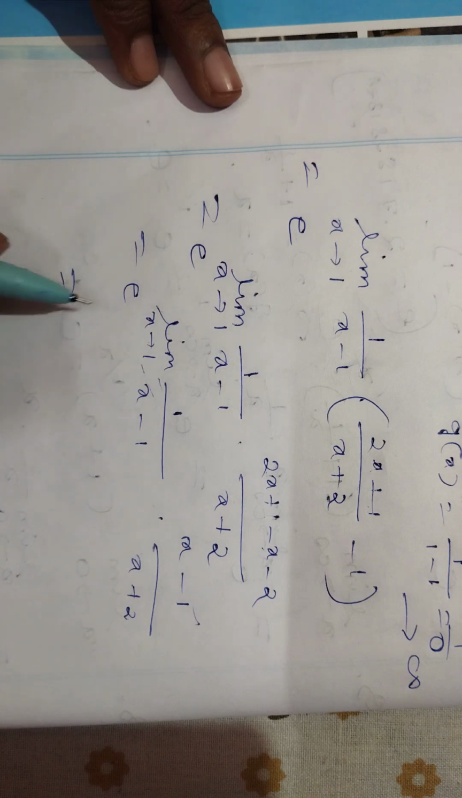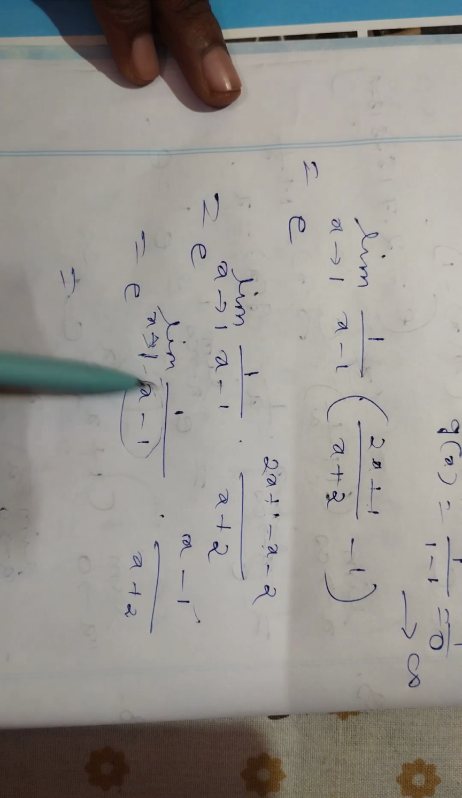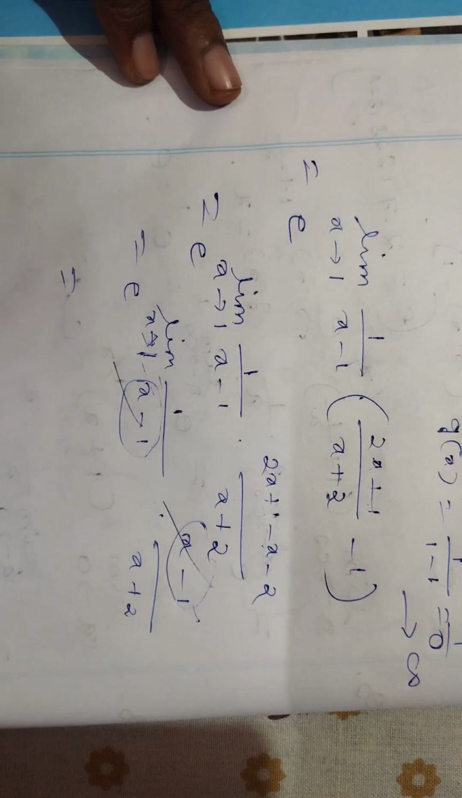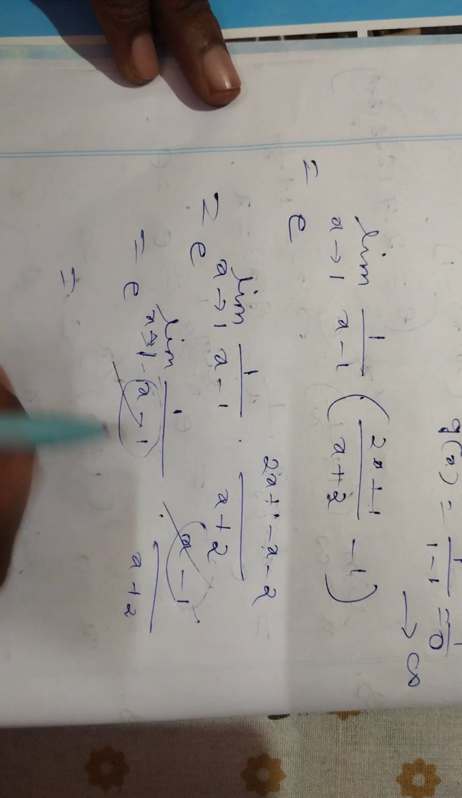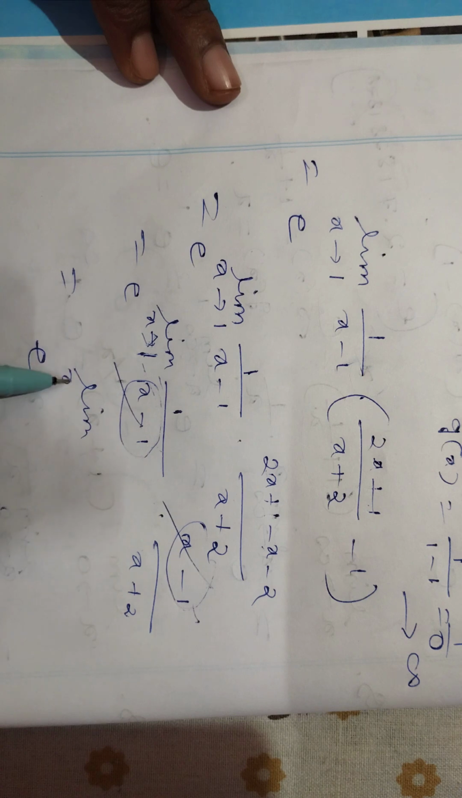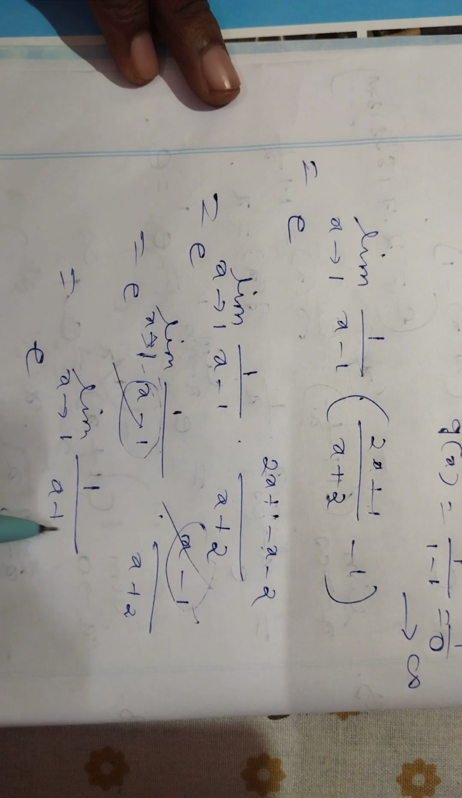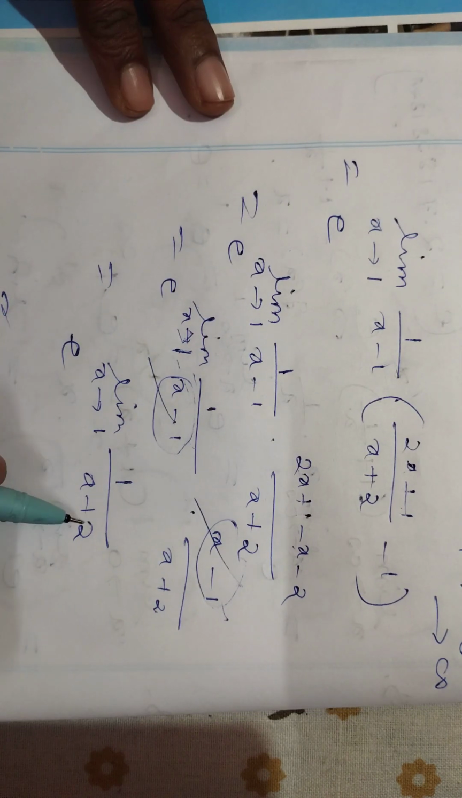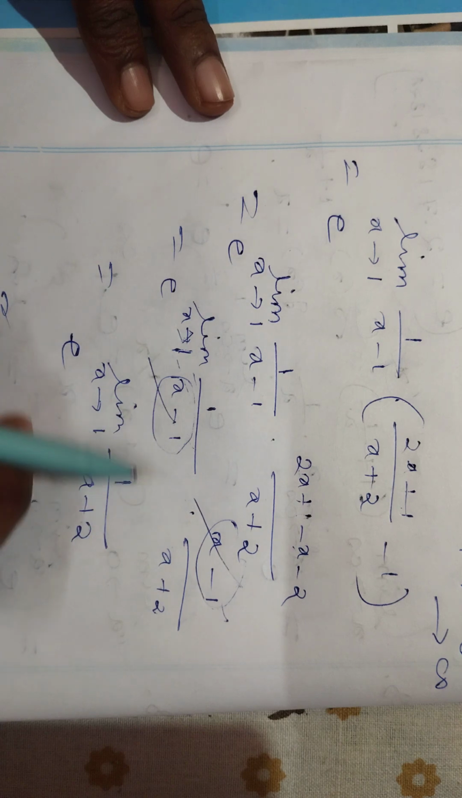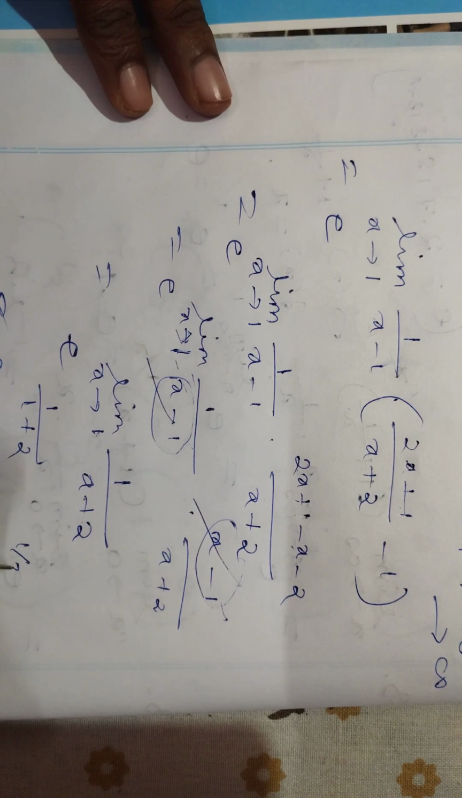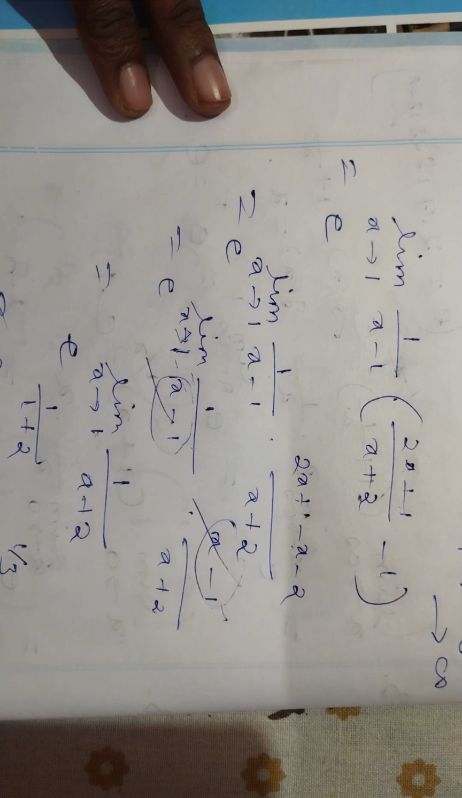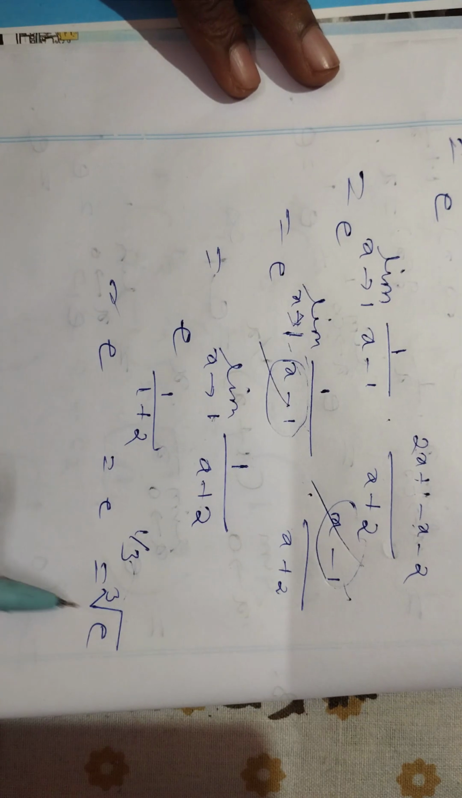x is not 1, x is approaching 1, either from the right side or from the left side. So we can cancel this term, as x is not equal to 1, x is only tending to 1. That doesn't mean that x equals 1. So we have e raised to power limit x tending to 1 of 1 by (x plus 2), and we can directly substitute the value because it is not an indeterminate form, it is a determinate form. So e raised to power 1 by (1 plus 2), that is e raised to power 1 by 3, the cube root of e. So this will be the final answer.